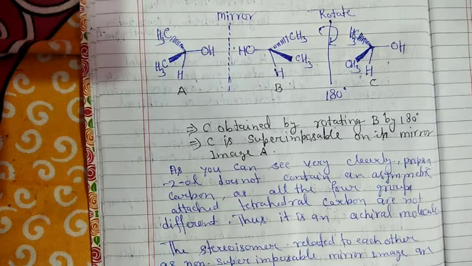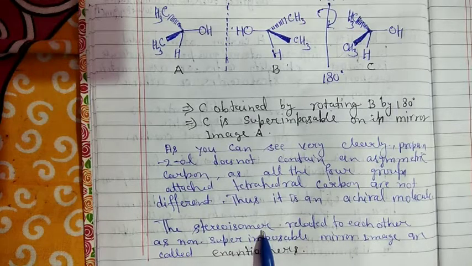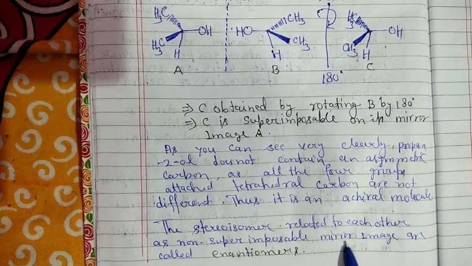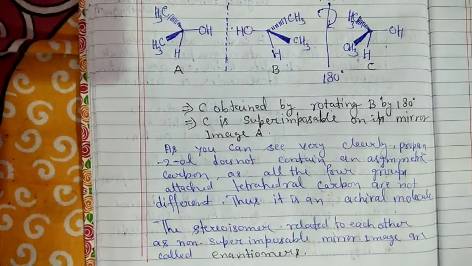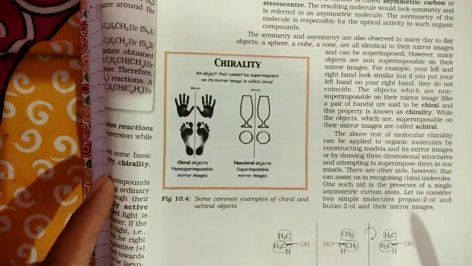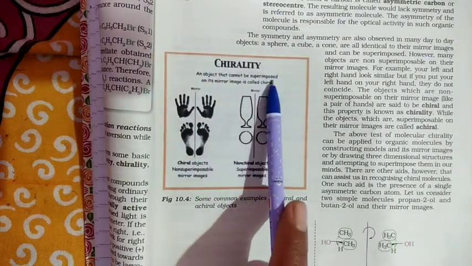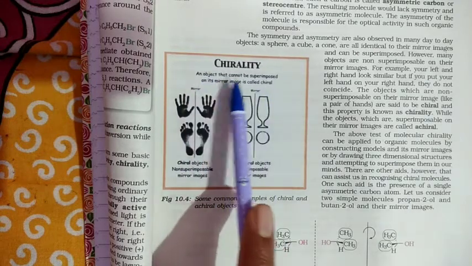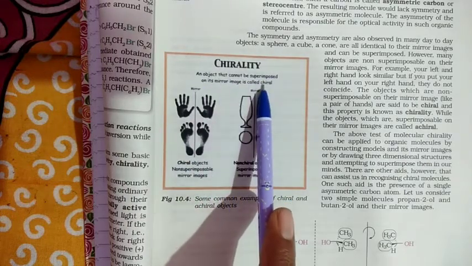Okay, students. And lastly, stereoisomers related to each other as non-superimposable mirror images are called enantiomers. Let us take another example. Okay, students, chirality: an object that cannot be superimposed on its mirror image is called chiral.